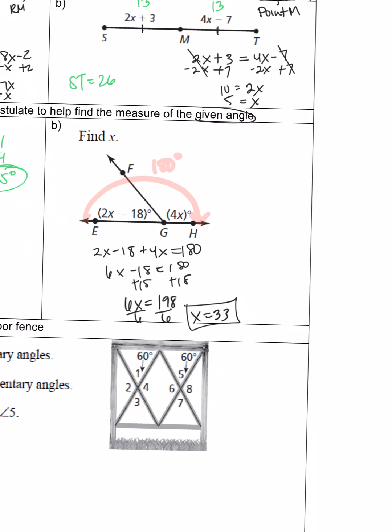Oh, up here it says find the measure of each given angle. Fine, we can do that. 33 times 4, that's 132. 2 times 33 minus 18, that's 48.